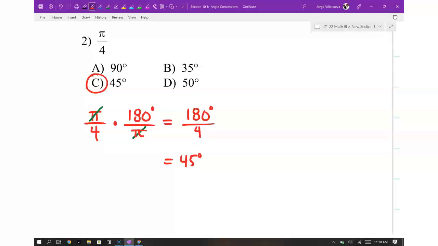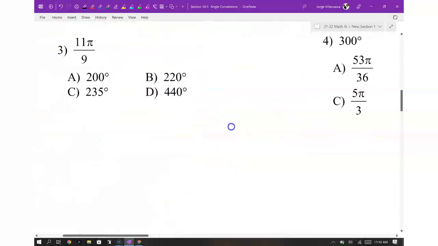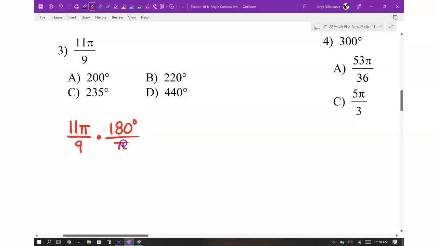So let's just do one more of each really quick. Let's go to number 3 and then number 4, and then we'll be done. I'll let you guys do the rest of the problems. There's a total of 12, so I'm doing 4 of them for you. I figure I don't need to do more. They're not that bad. So this is 11 pi over 9. This is a radian. So that means they want me to change it into a degree. So I'm going to multiply by 180 degrees over pi.